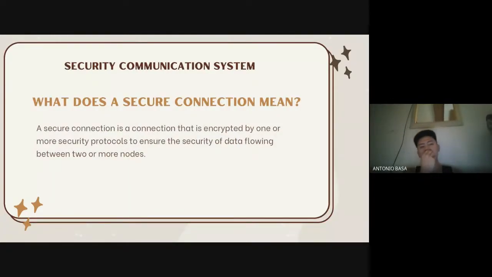So, security communication system. What does a secure connection mean? A secure connection is a connection that is encrypted by one or more security protocols to ensure the security of data flowing between two or more nodes. Next slide.